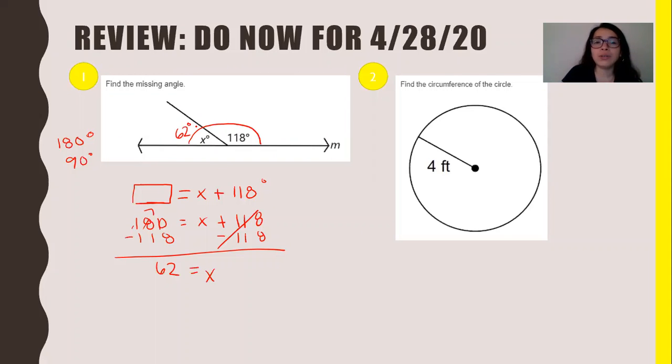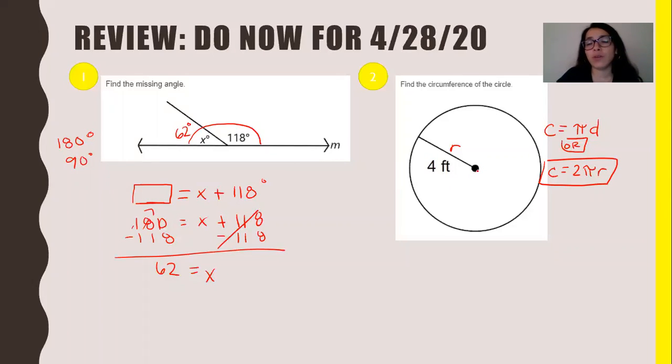When we look at question 2, find the circumference of the circle. This is something we reviewed last week, where circumference is equal to pi times d, the diameter, or circumference is equal to 2 pi r. In this case, we're given our radius, because remember that a diameter goes all the way through. So we can either use this or figure out what our diameter is. I personally like to figure out what my diameter is.